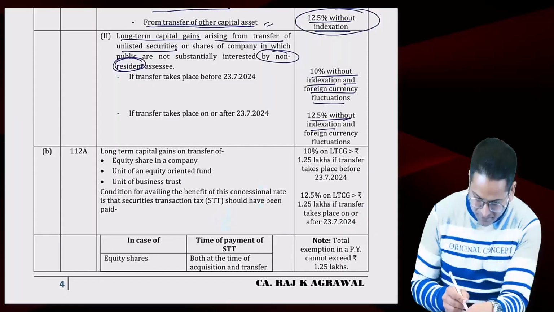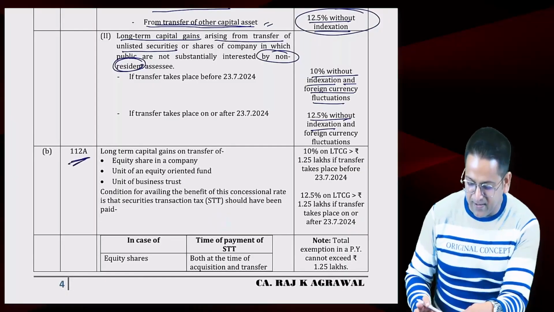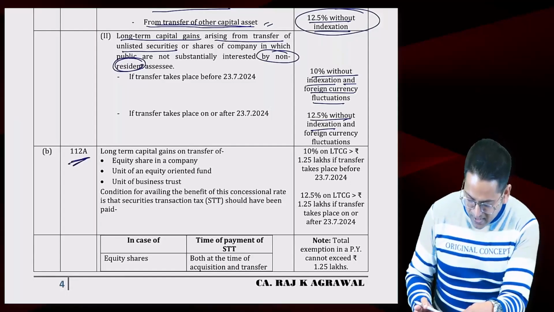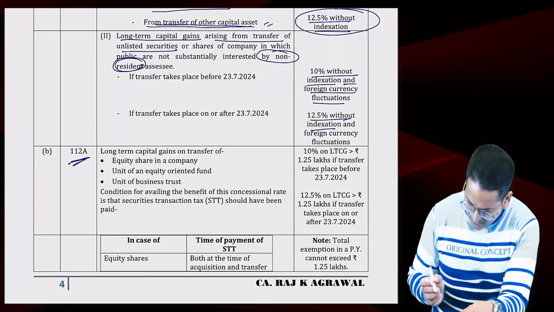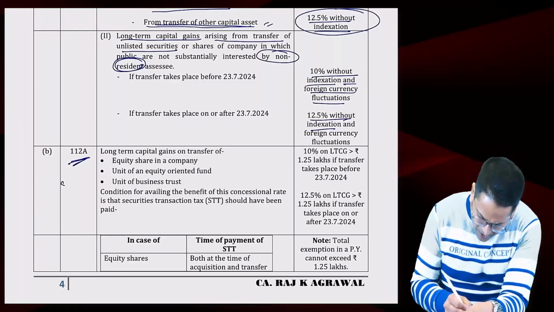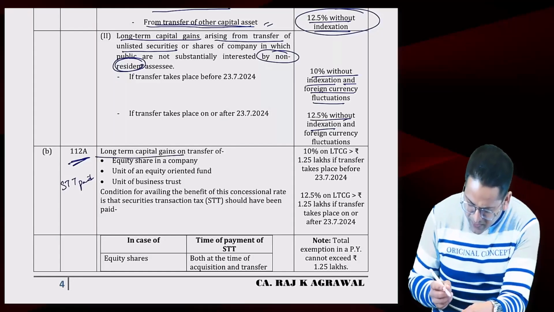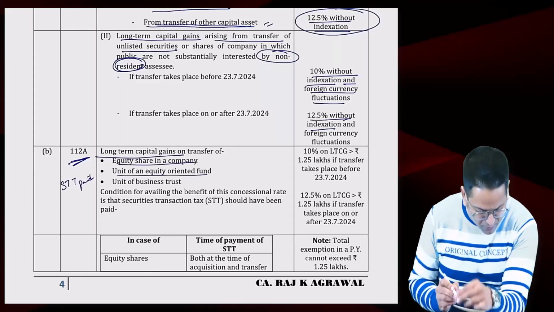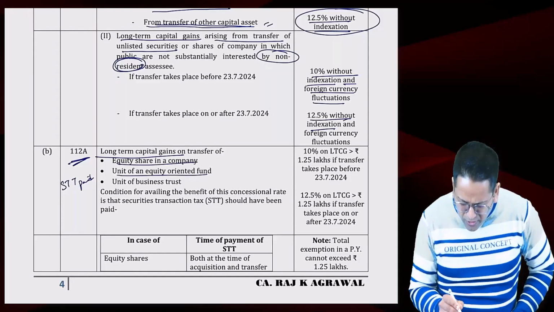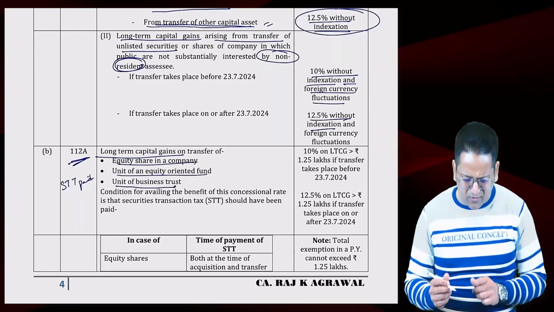Come, let us see further. 112A. Now, 112A is about STT-paid long-term capital gain. On what does STT apply? Equity shares, equity-oriented mutual funds, and units of a business trust. What is a unit of a business trust?